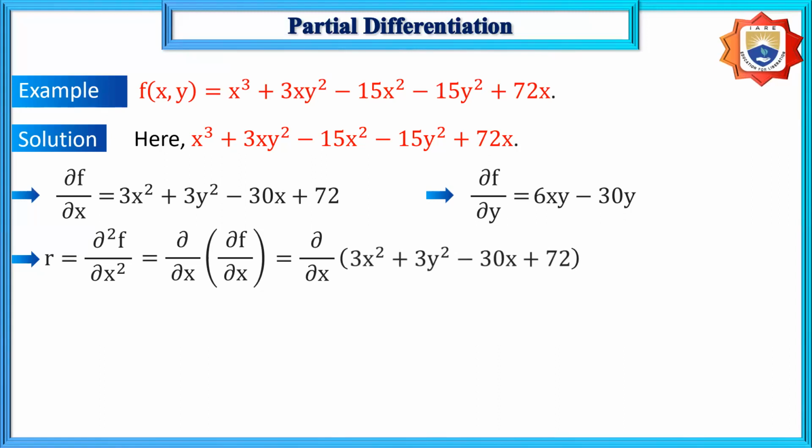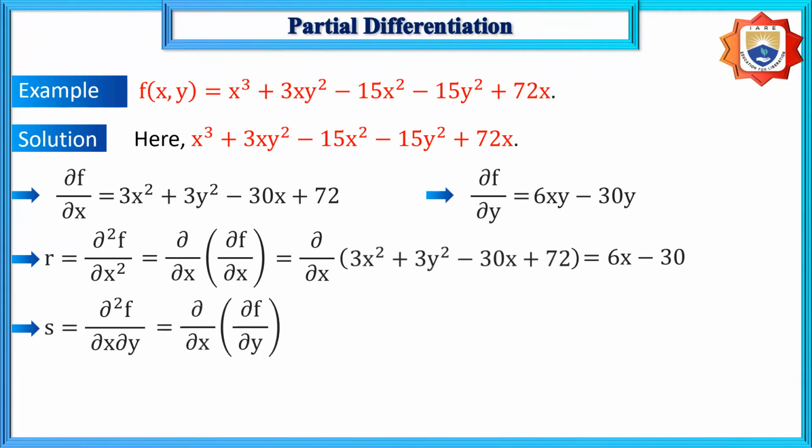Sir, the answer is 6x² minus 30. No, 6x is enough, because x² is already differentiated. Yes, that is 6x minus 30, very good. And here, we denote ∂²f/∂x∂y as small s. The small s is nothing but ∂²f/∂x∂y.